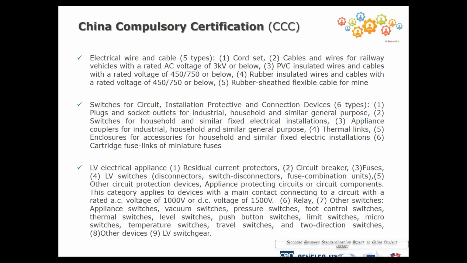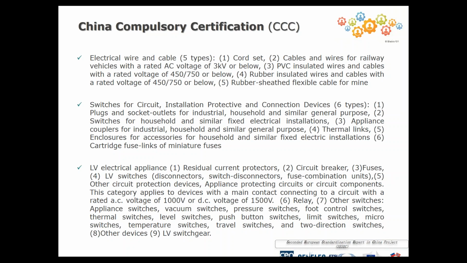We all know that low voltage products, equipment or apparatus need to get the CCC, China Compulsory Certification. So for electrical wires and cables, 5 different types of these low voltage products, like cord set, cable and wire for railway vehicles, and some other types of wires and cables need the CCC certification. In switches and circuits, some other 6 types of different switches or protective and connection devices also need CCC. I just listed the simple names here to let you know that most of the low voltage products need to get the compulsory certification in China before they enter the Chinese market.